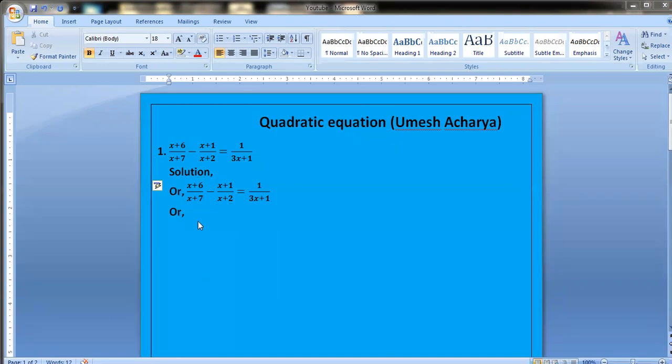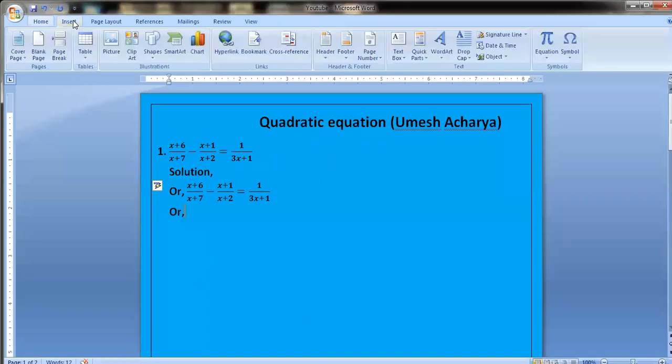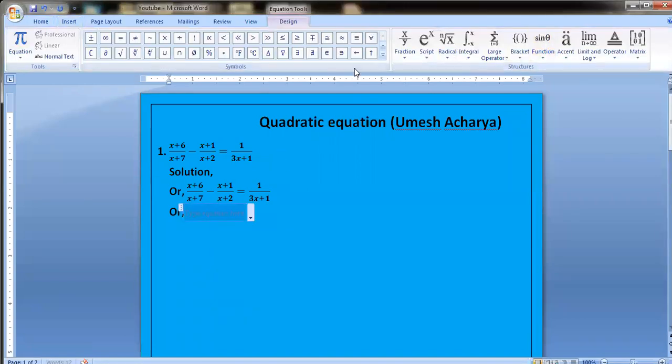And the LCM of these two fractions will be (x+7) and (x+2), since both the denominators are different.